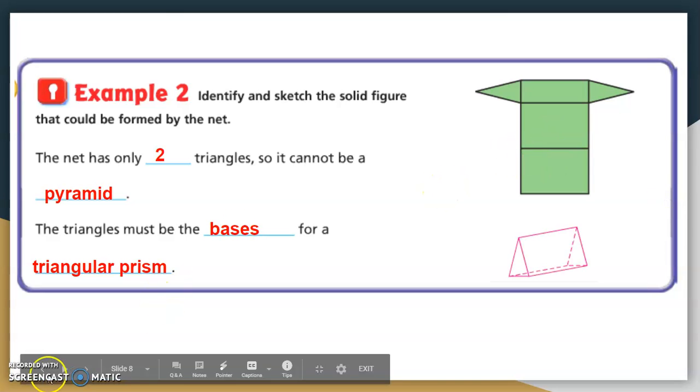So I'm trying to pause this and keep it from going. I thought I had it paused.